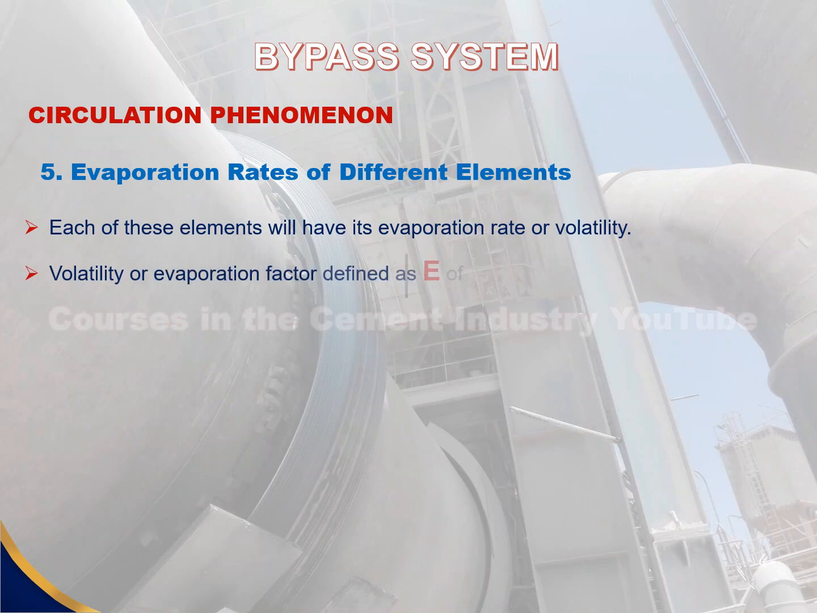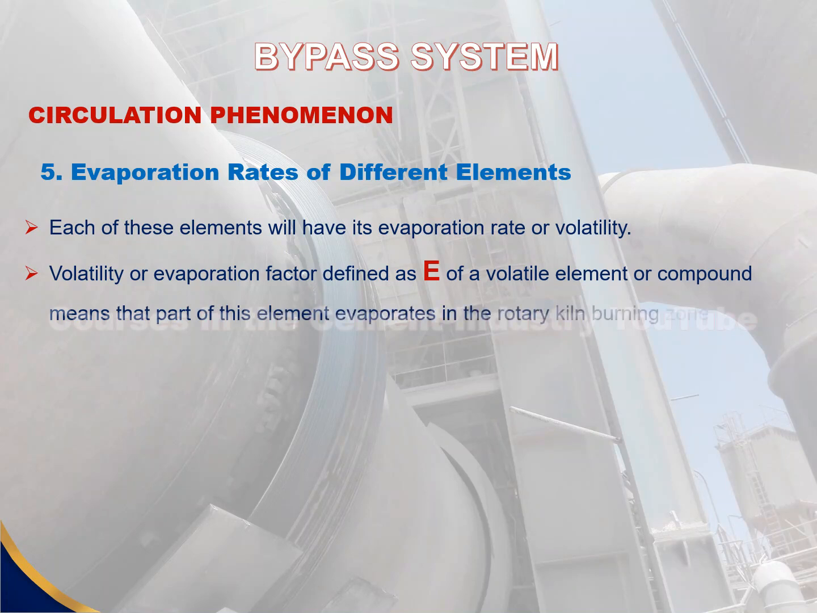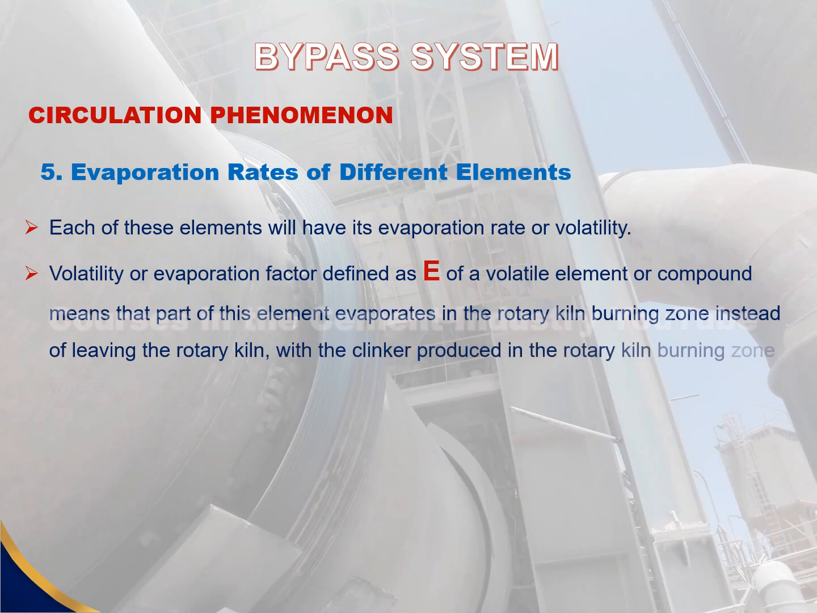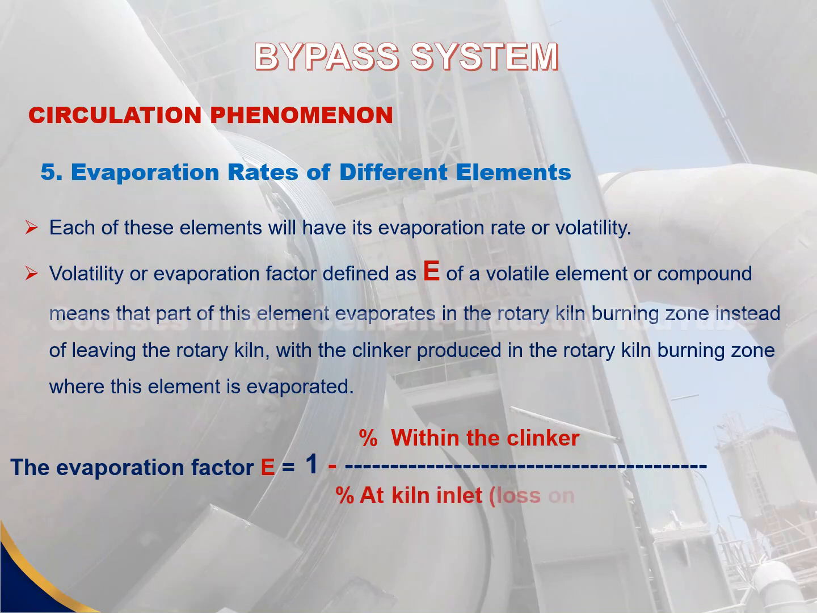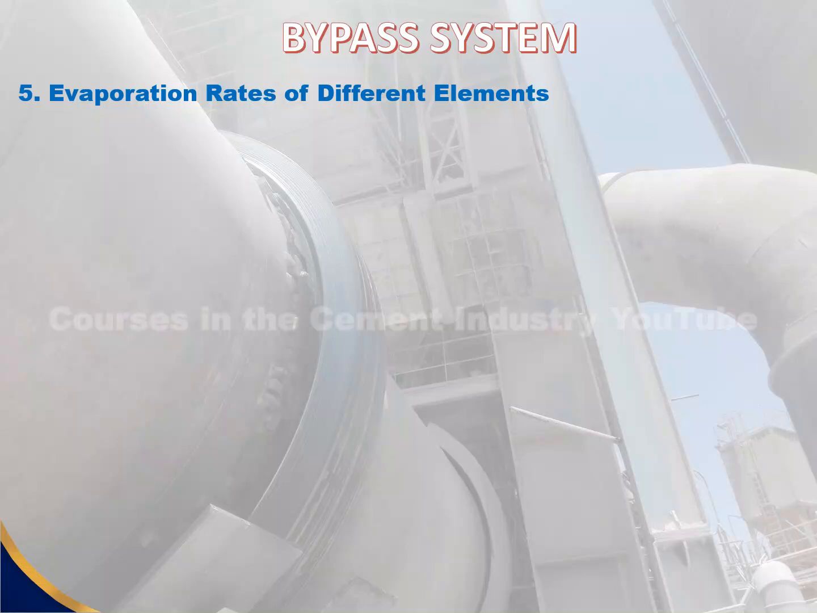Volatility or evaporation factor, defined as E, of a volatile element or compound means that part of this element evaporates in the rotary kiln burning zone instead of leaving the rotary kiln with the clinker produced in the rotary kiln burning zone, where this element is evaporated. The evaporation factor, E equals. We follow evaporation rates of different elements.